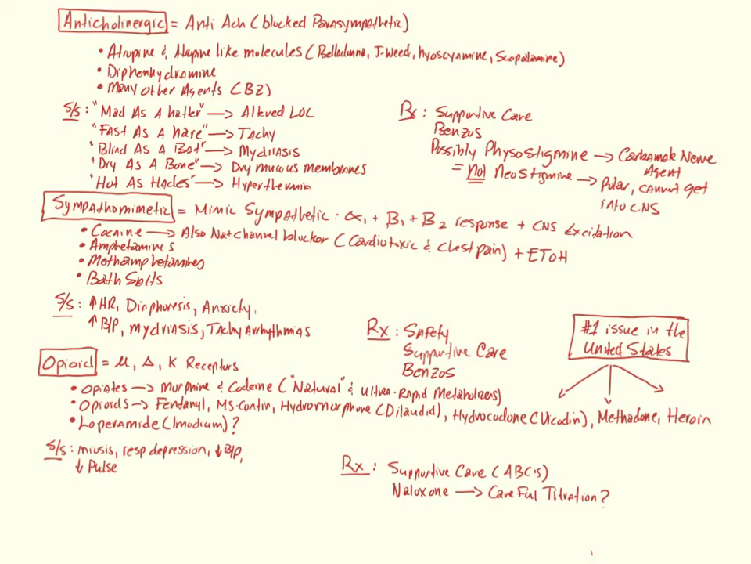Okay. So jimson weed is one that you can find around here, right? The jimson weed leaves, you make a tea out of it, drink it. Not really common, but you do find it. Belladonna is another plant. This is where atropine actually comes from. Does anyone know what belladonna means? Yeah, it's basically pretty lady or pretty woman.